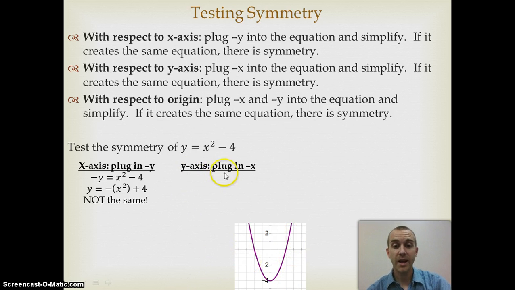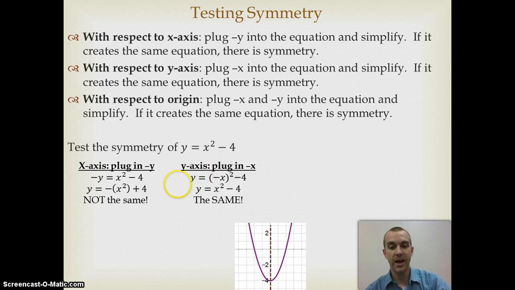If I look at the y-axis symmetry, I'm going to plug in a -x here. Well, -x squared is the same thing as x squared. I think -2 squared is +4. +2 squared is +4. Okay, so that is the same equation, which means I do have y-axis symmetry. And if I drew in the line, again, I could fold it across here and see that's true.